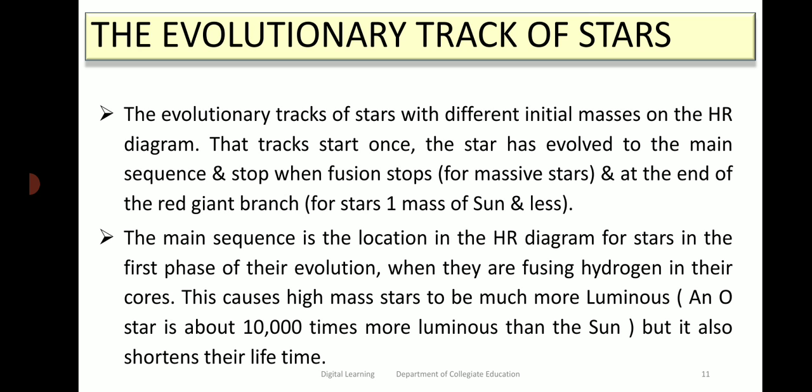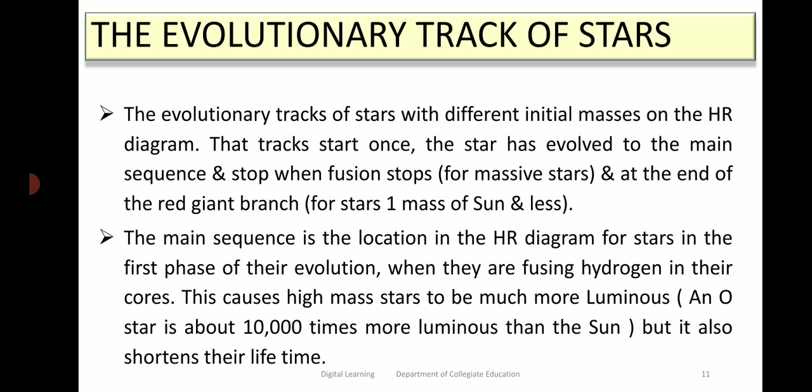The evolutionary track of stars. See the evolutionary track of stars with different initial masses on the HR diagram. The track starts once the star has evolved to the main sequence and stops when fusion stops. That is for massive stars. And at the end of the red giant branch, that is for stars of one solar mass and less.